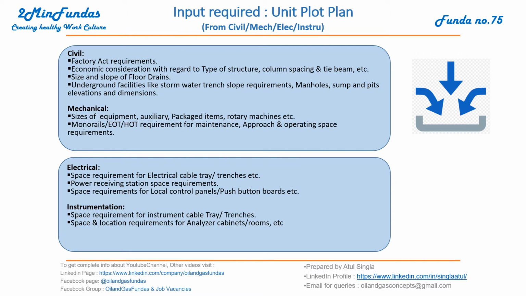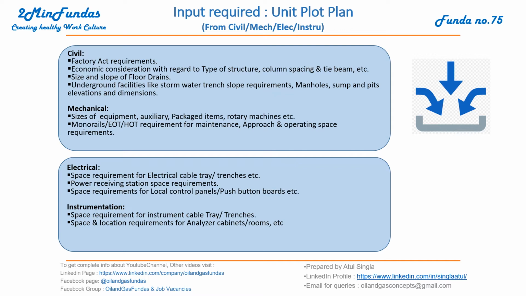Then for monorail, EOT, port requirement for maintenance, approach, operation, operating space requirements, everything for these things we are looking for from mechanical only, because these things are vendor related things, and with vendor mechanical items, mechanical team coordinate with them and they provide the final information to piping.